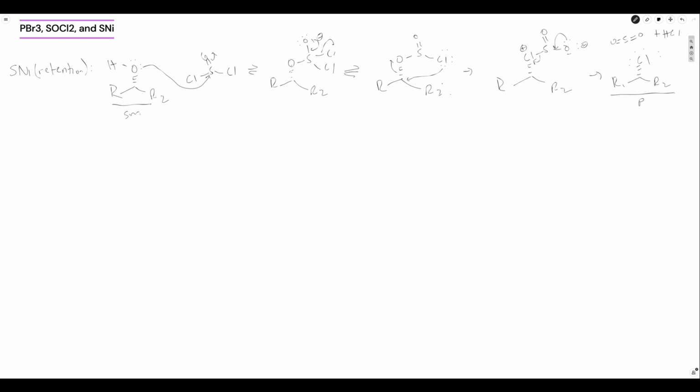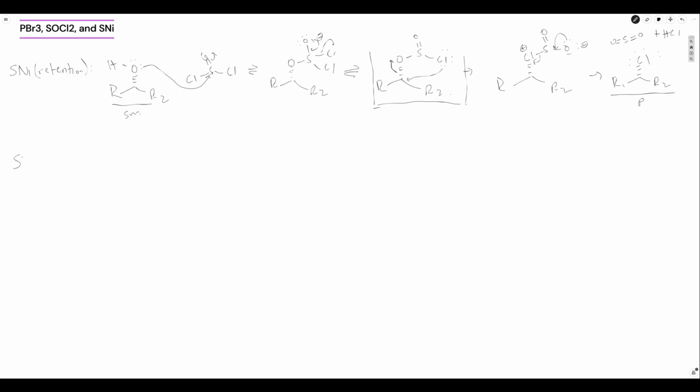So that's SNI, and this is an interesting step. It's very rare. I don't think you see this very often in organic chemistry. It's probably not entirely clear whether this is entirely concerted or whether this leaves as a semi-dissociated ion pair. Obviously, if it left completely as an ion pair, you would get racemization, and in this case, you don't. You actually see retention. So it's a very interesting mechanism.